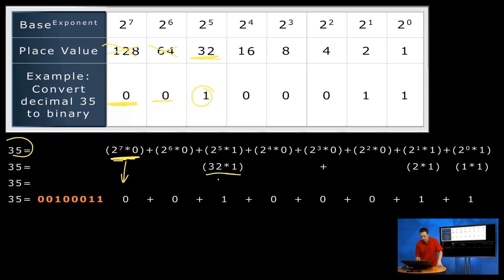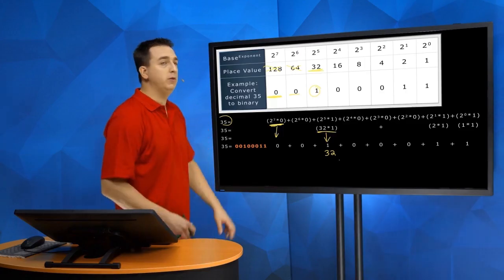So you can see what we've done there: 2 to the power of 5 times 1, so that's 32 times 1. So right there, I'm using a value of 32. So I have 32 in this case. All right, let's keep moving on from here.